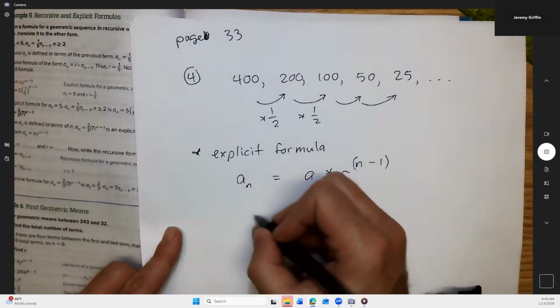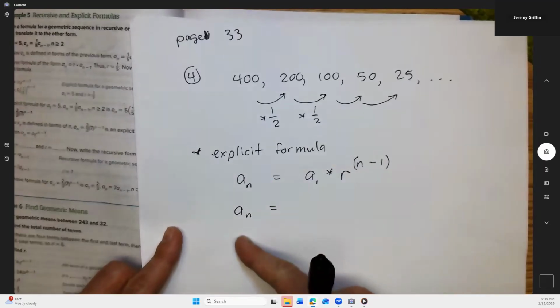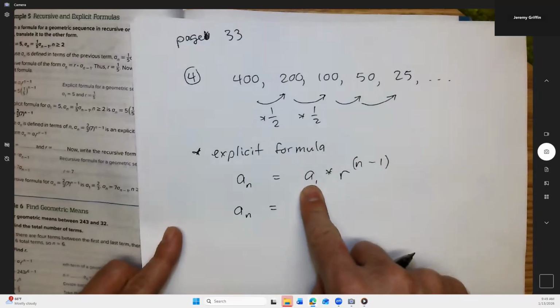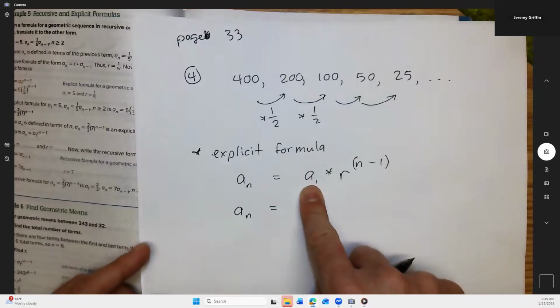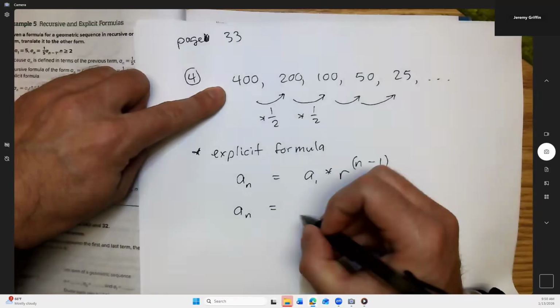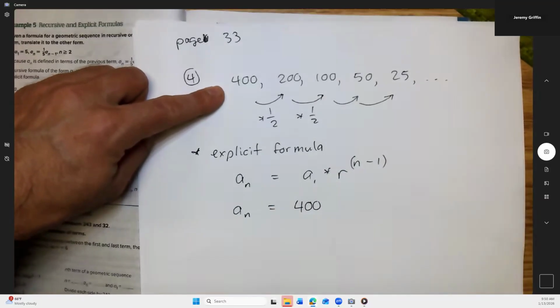So the nth term, that's kind of like saying y equals, but I'm saying the nth term. What do you guys think I'm going to plug in for A1? Everybody look up here. 400. Yeah, exactly. 400, because 400 is the first term. That's what A sub 1 is. So whatever the first term in the sequence is.